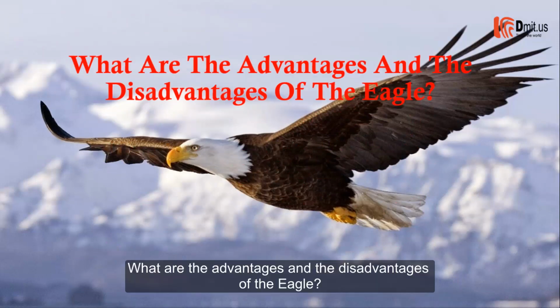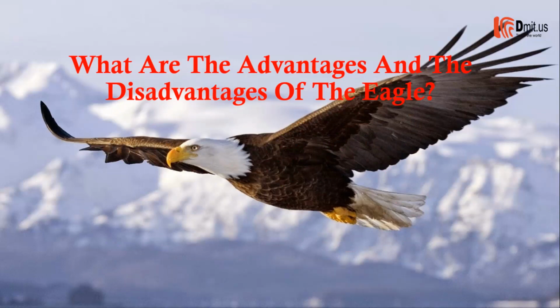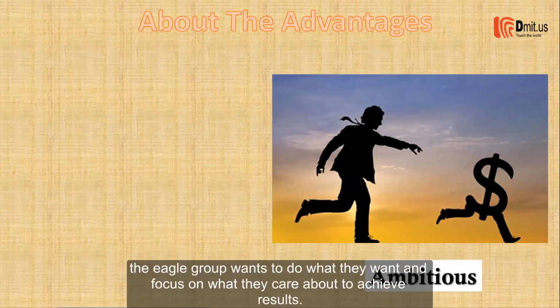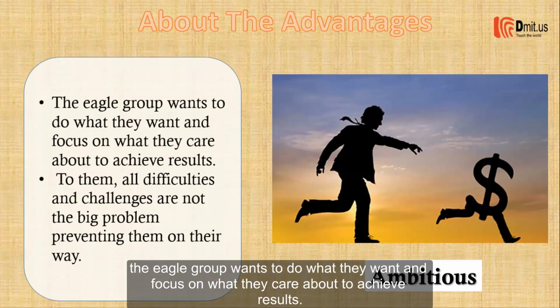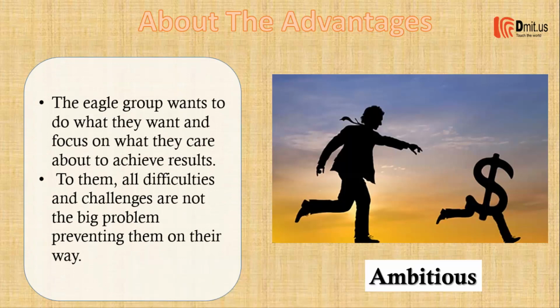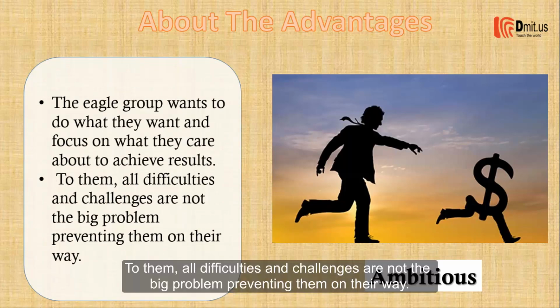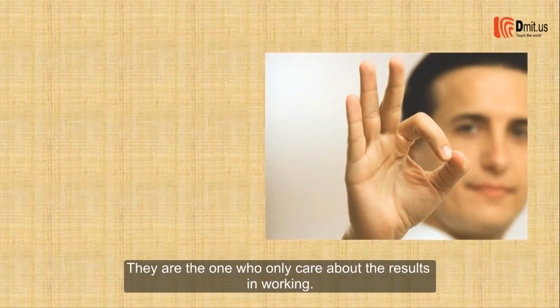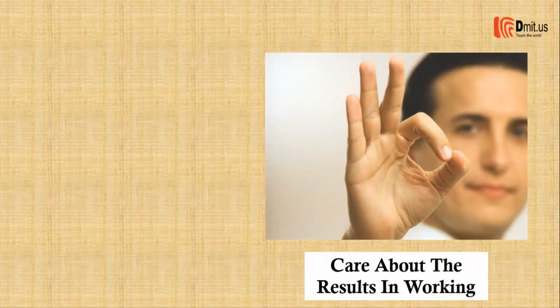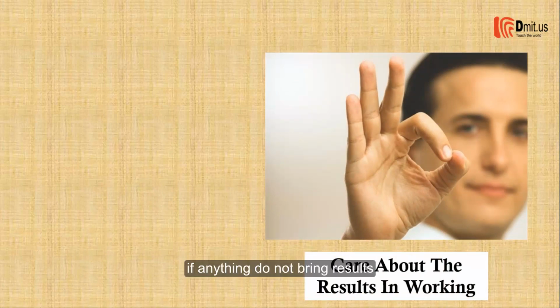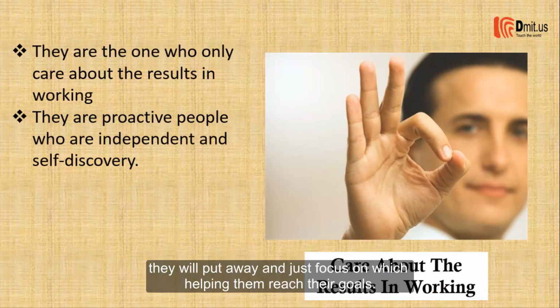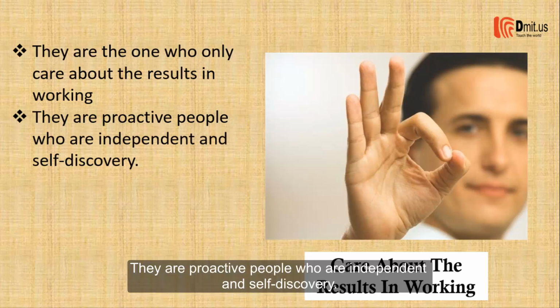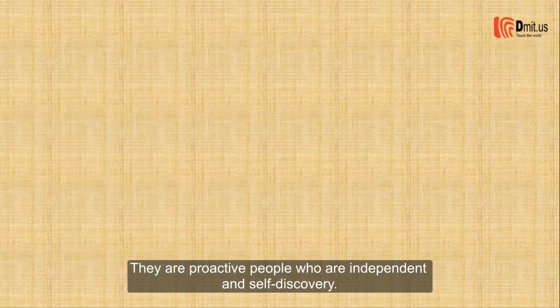What are the advantages and the disadvantages of the eagle? About the advantages, the Eagle Group wants to do what they want and focus on what they care about to achieve results. To them, difficulties and challenges are not big problems preventing them on their way. They only care about results in working. During the working process, if anything does not bring results, they will put it away and just focus on what helps them reach their goals. They are proactive people who are independent and self-discovering.